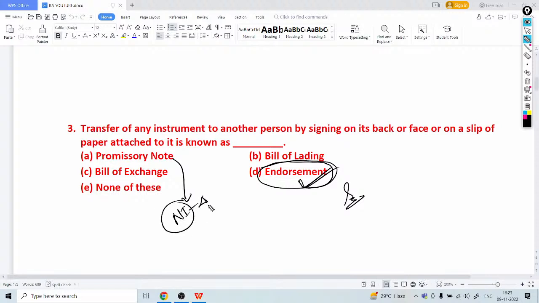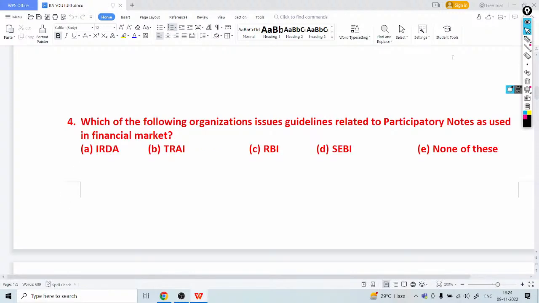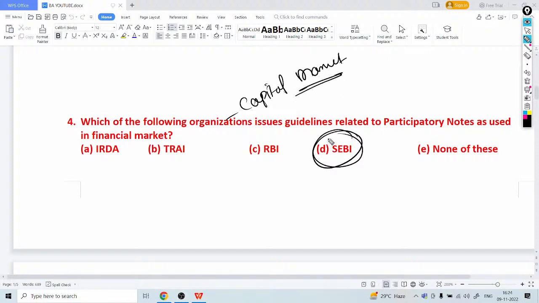Promissory note is a part of negotiable instrument. It comes under section 4 of Negotiable Instruments Act 1881. In a promissory note, one person unconditionally promises to pay a certain amount of money to another party on a future date. There are two parties, but in case of bills of exchange, that is different. Participatory notes are used in the financial market. Participatory note is a part of capital market, and as it is a product of capital market, definitely it will be regulated by SEBI.